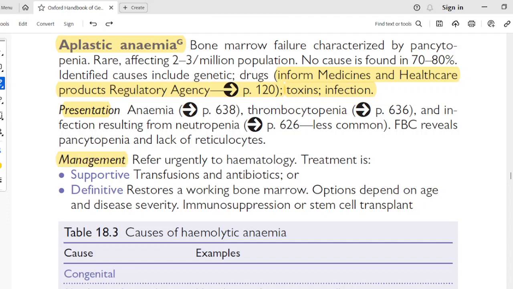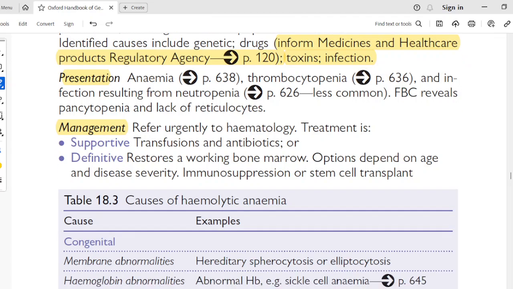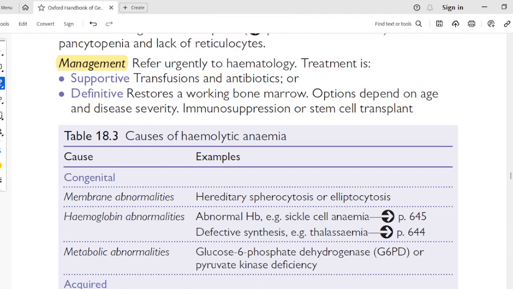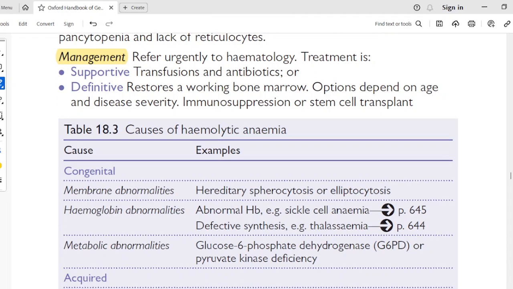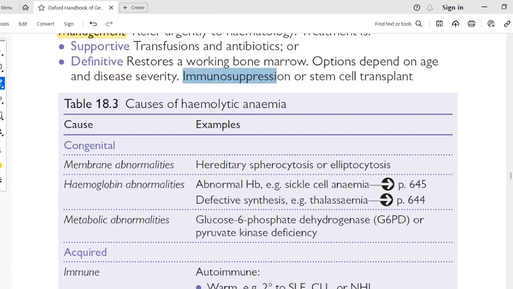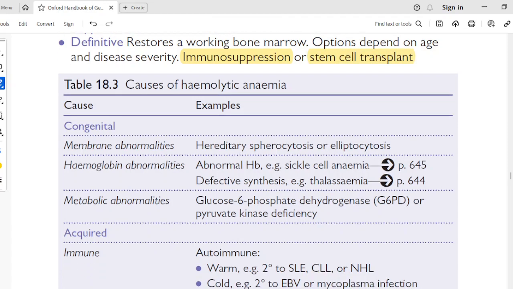Management. Refer urgently to hematology. Treatment is supportive, transfusions and antibiotics, or definitive, restoring working bone marrow. Options depend on the age and disease severity: immunosuppression or stem cell transplant. So if it's an autoimmune cause of pancytopenia, you give immunosuppression or stem cell transplant. If aplasia, you will give stem cell transplant.